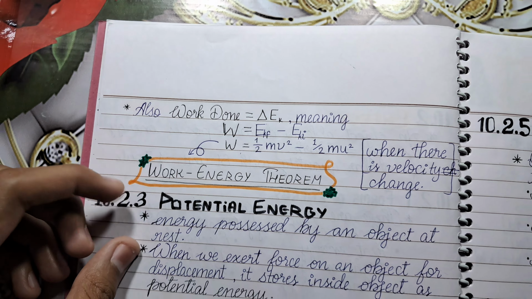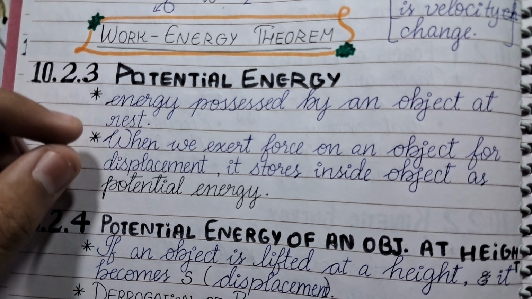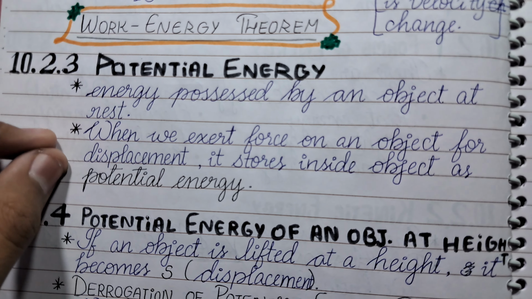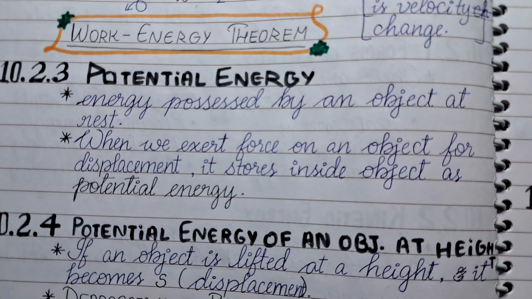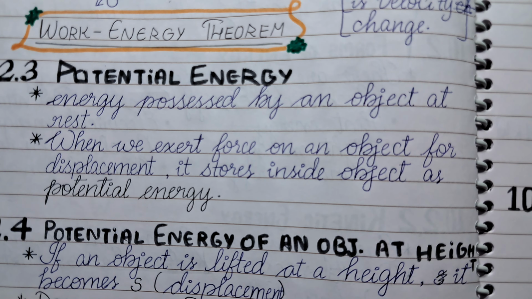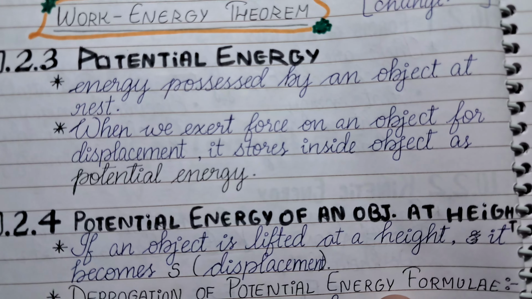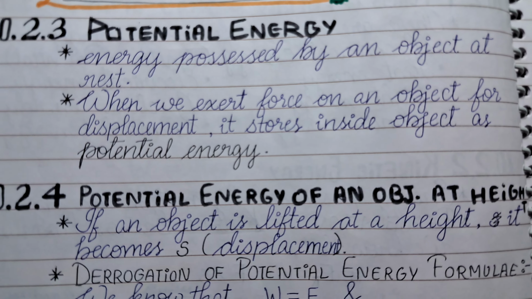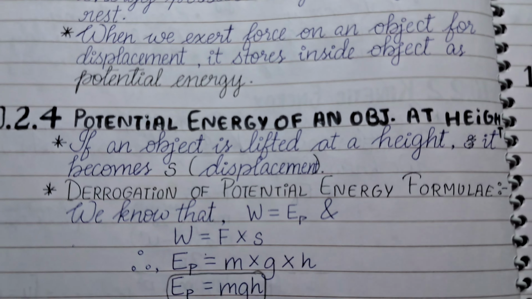10.2.3, which is potential energy, that is the energy possessed by an object at rest, and when we exert a force on an object for displacement, it stores inside the object as potential energy. So the energy is converted into potential energy. Potential energy of an object at height, we get the answer to be mgh, and here is the derivation.